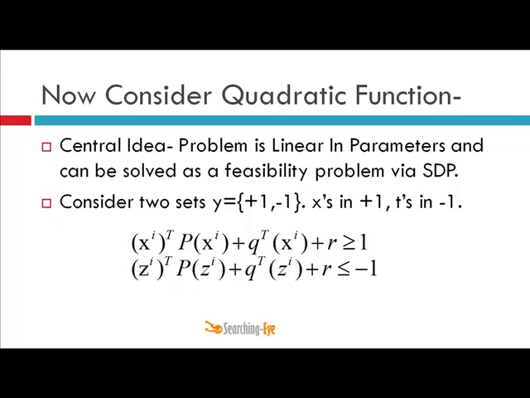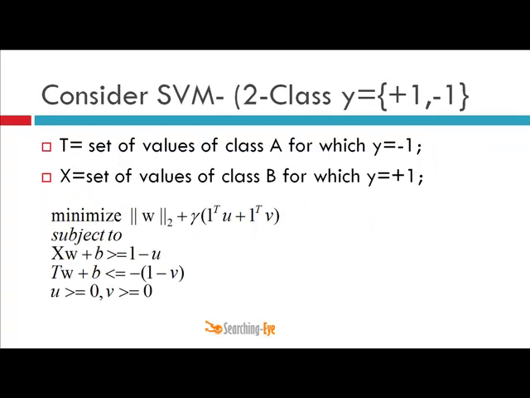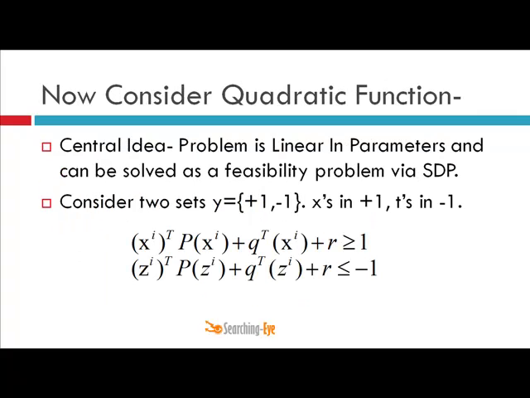Now consider a quadratic function for your discrimination. The central idea is that the problem is linear in parameters and can be solved as a feasibility problem via SDP. This is basically an SDP feasibility problem. This was your linear programming, and this is your semi-definite programming. Xi transpose P times Xi plus Q transpose times Xi plus R is greater than or equal to 1. Your Xi represents each of your training examples.